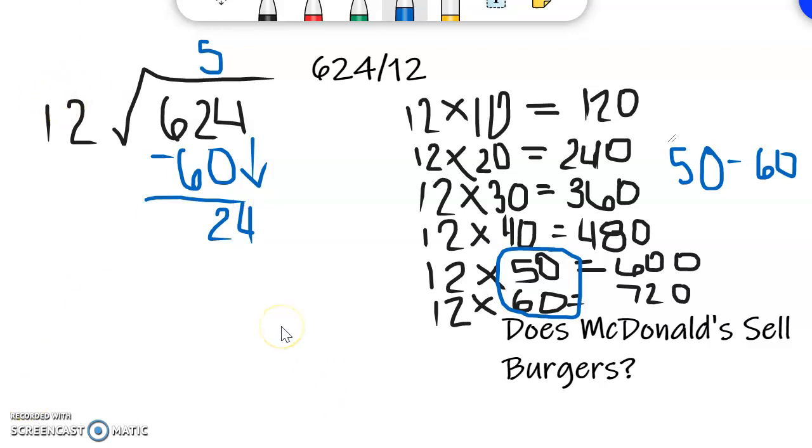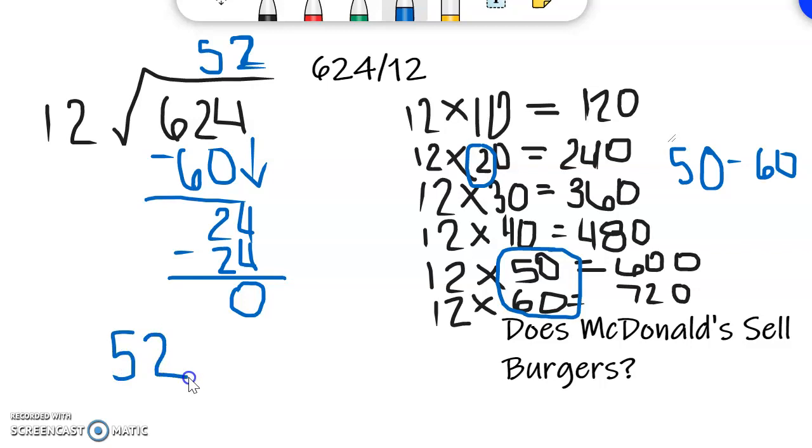Now, how many 12s can I make out of 24? Well, I know from doing my cheat sheet over here for my partial quotients that 12 times 2 is 24. So I'm going to put my 2 up top over my 4. And I'm going to subtract my 24 when I multiply 12 times 2 from the bottom, and I'm going to zero out. So my final quotient is 52.